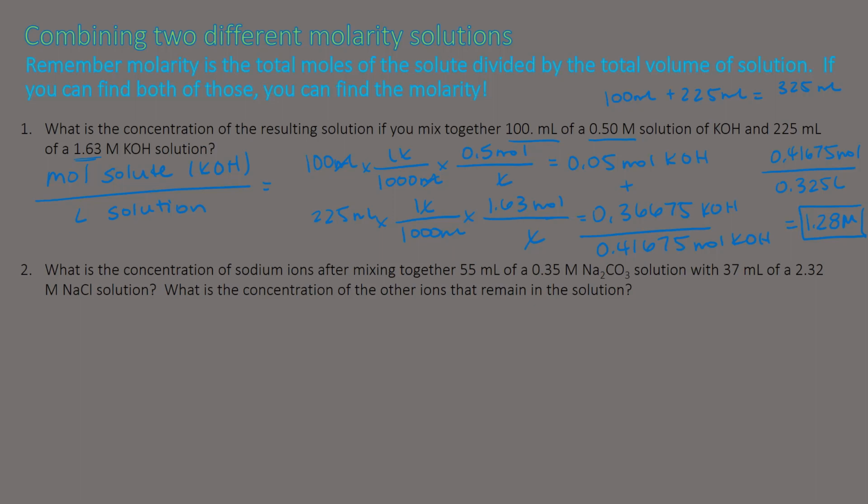All right. Number 2: what is the concentration of sodium ions after mixing together 55 milliliters of 0.35 molar sodium carbonate with 37 milliliters of 2.32 molar sodium chloride? This one is a little bit different because we're looking for the sodium ions. So I'm going to first find the moles of sodium ions in this one, and the moles of sodium ions in this one. If I take 55 milliliters and divide by 1,000, I get 0.055 liters. Why am I starting with that one? Because molarity has liters in the denominator.